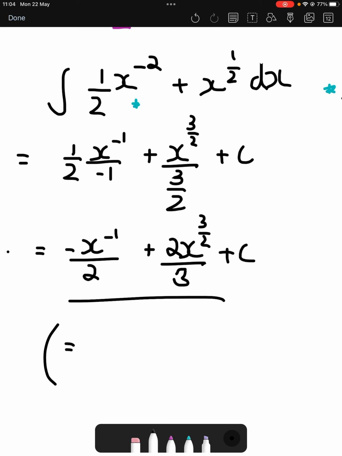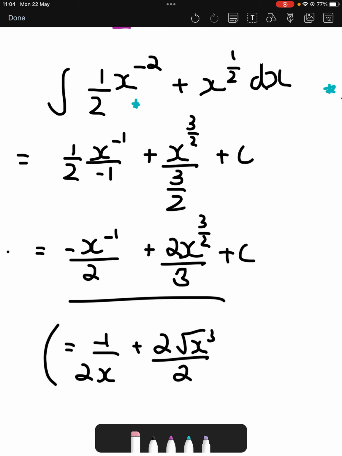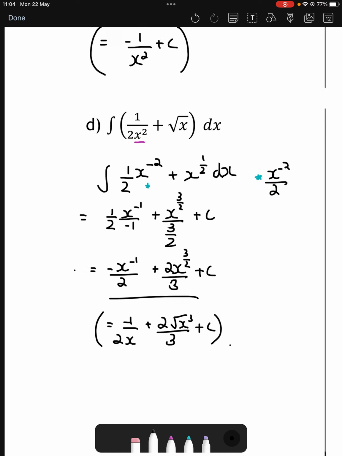And then if we needed to, we could put it back the way. So that negative power could go under. And then that could become, oh, not 2, 3, plus c. Okay, so you only put it back the way if you need to.